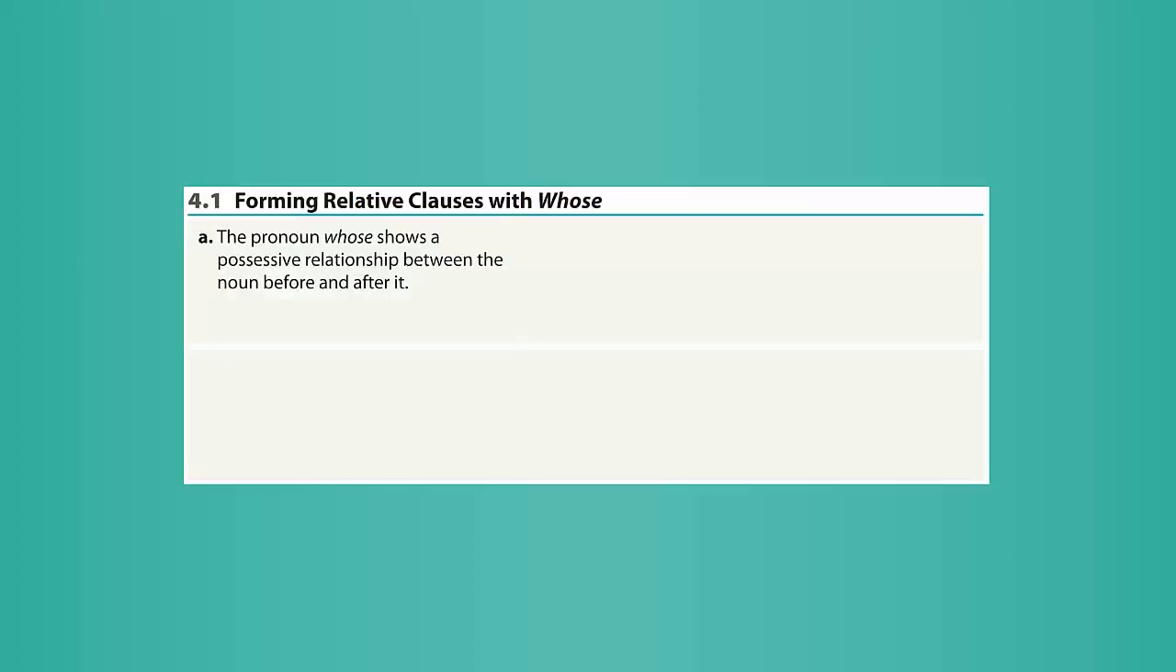I'm sure that this type of relative clause is also very familiar to you, and anyway, we need to learn how to form this type of clause. Remember that the pronoun whose shows a possessive relationship between the noun before and after it. For example, we have the sentence, they are the scientists whose research has won awards. The research belongs to the scientists.